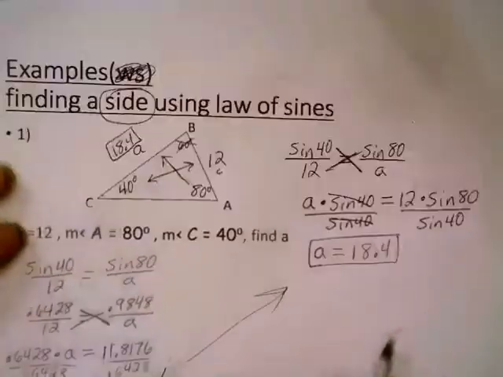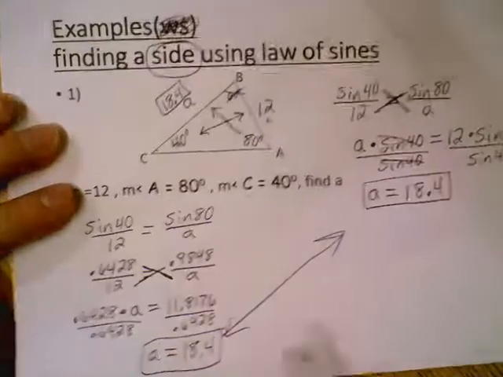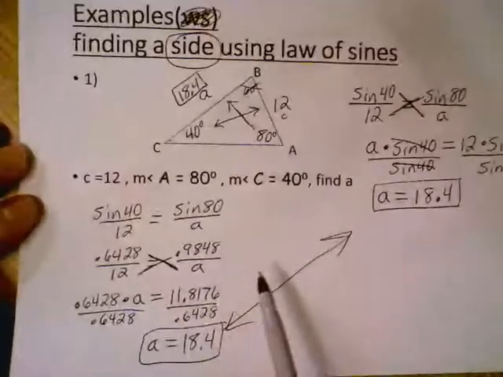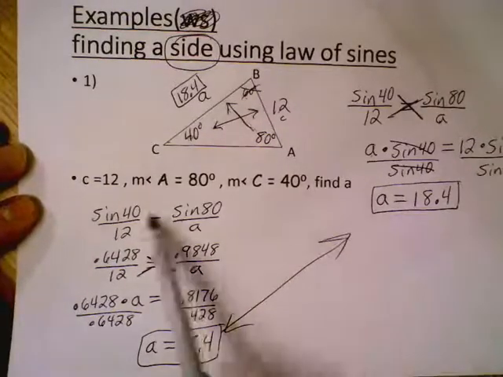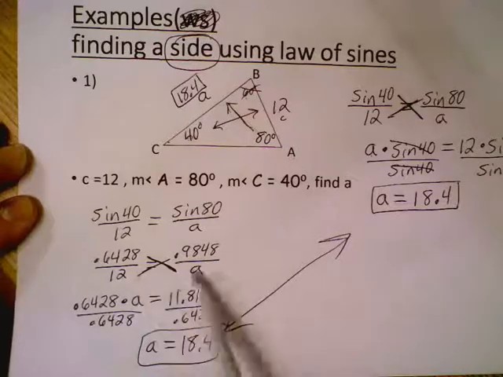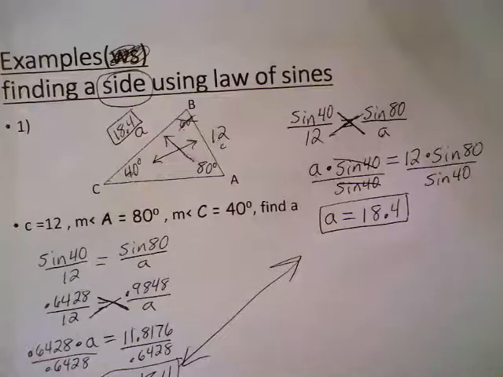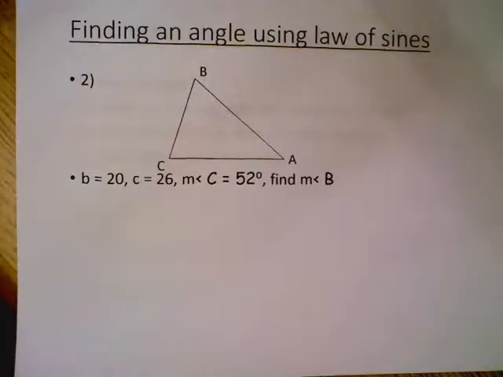So if you would rather do it this way and not write down all those decimals all the way through there, that's fine. And if you don't like the word sine in there and you want the decimals because it looks more sensible to you, then do it this way. Either way, it makes no difference. They both give you the same answer. All right, so that's the setup for finding a side if you're using the law of sines.